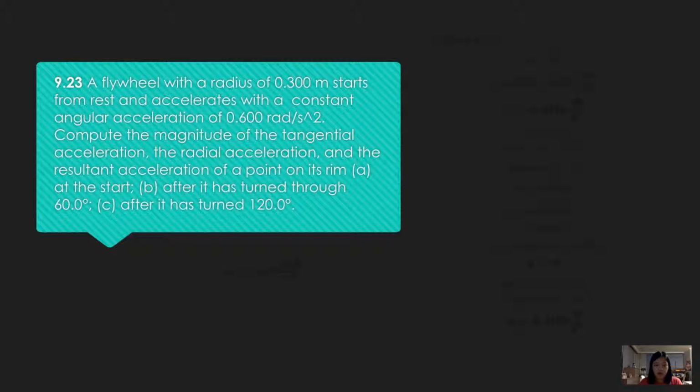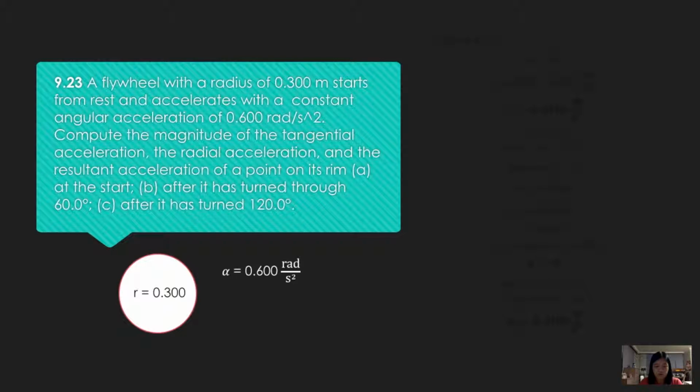angular acceleration of 0.6 rad per second squared. Compute the magnitude of the tangential acceleration, the radial acceleration, and the resultant acceleration of a point on its rim, A at the start, B after it has turned through 60 degrees, and C after it has turned 120 degrees.